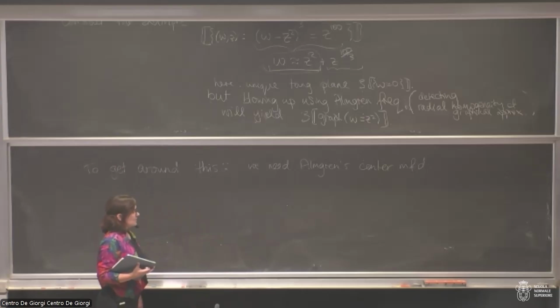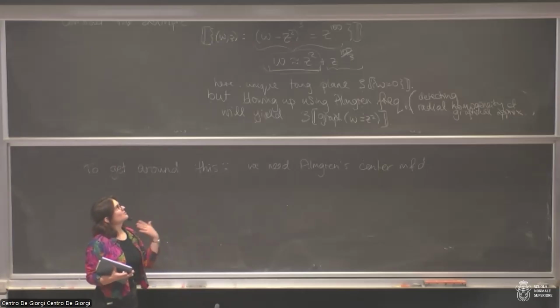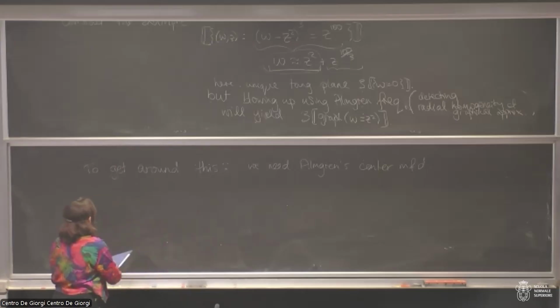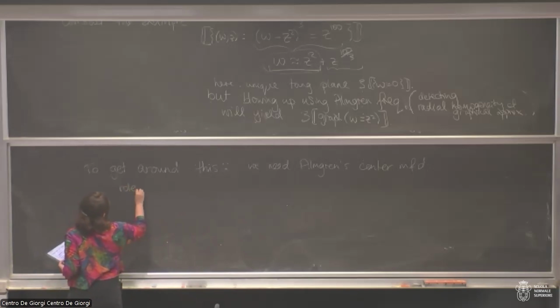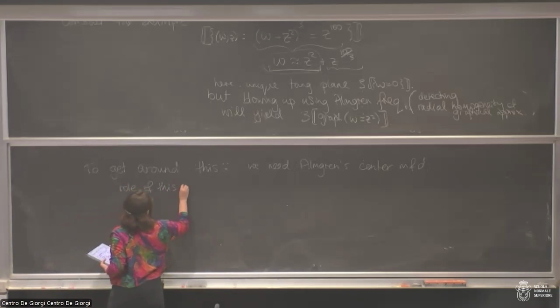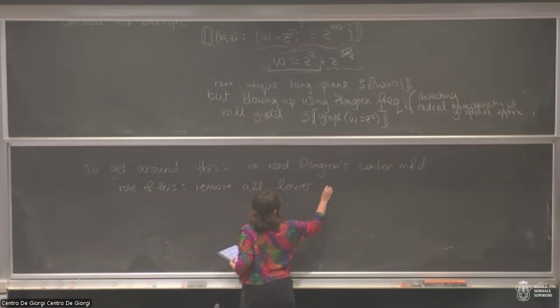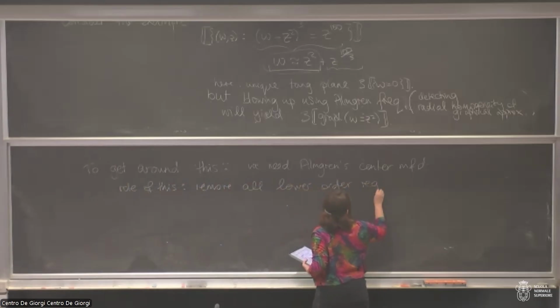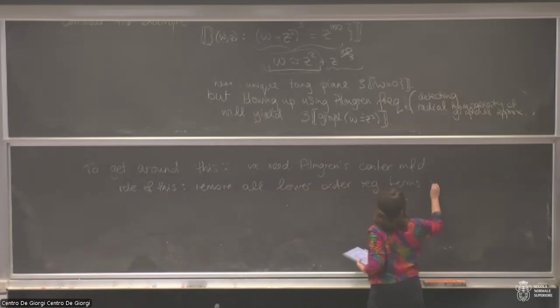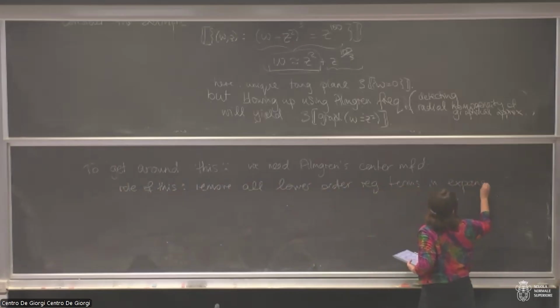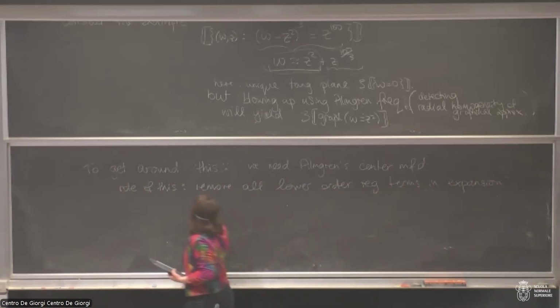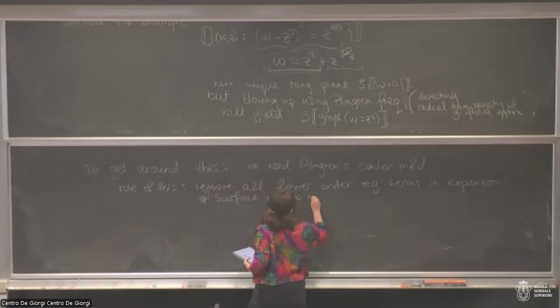And so what you want to do is basically the role of the Almgren center manifold is to kind of subtract off all of the first few regular terms until you see the first singular one. So the role of this is morally to remove all lower order regular terms in the expansion of the surface relative to the optimal plane.